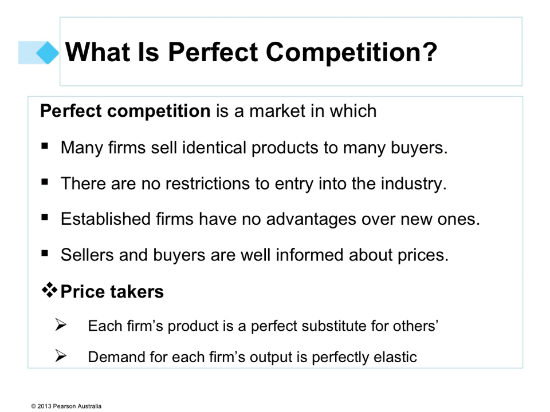First, we shall start with the characteristics of a perfectly competitive market. In a perfectly competitive market, there are many firms. These firms sell identical products, hence each firm's product is a perfect substitute for the others. There are no restrictions to entry into the industry, and established firms have no advantage whatsoever on the new ones.